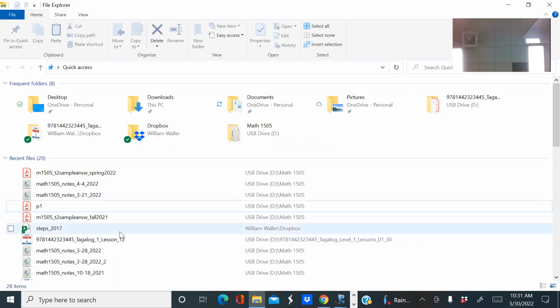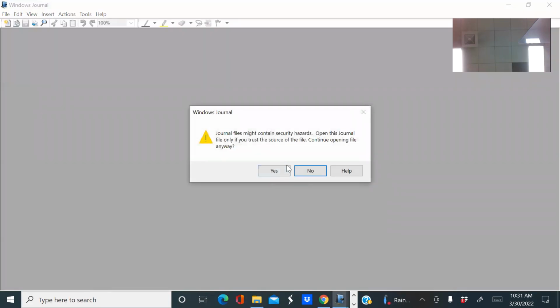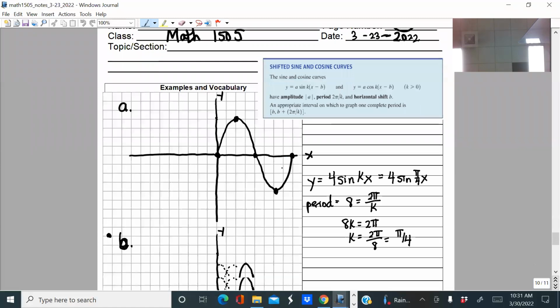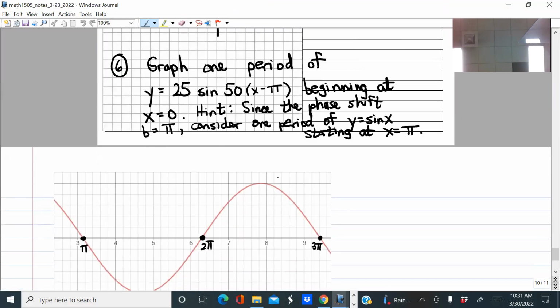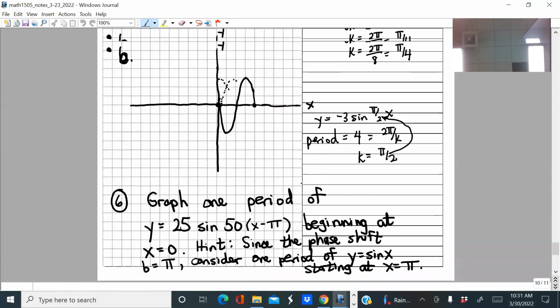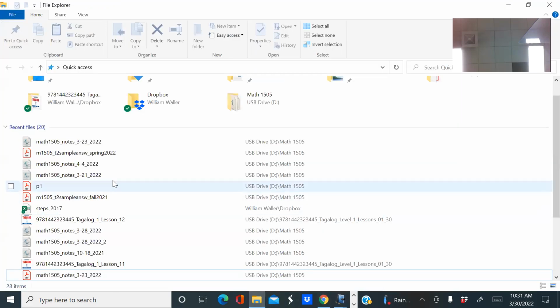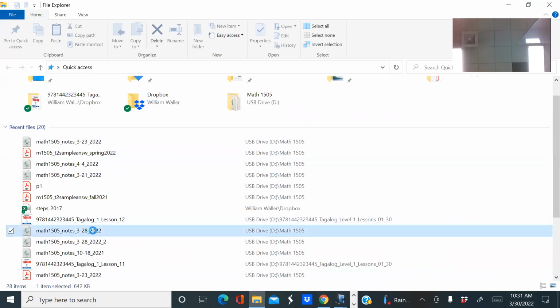Let me see if I can find. No, it's not this one. I'm looking for the right notes here that I did not think I didn't open.